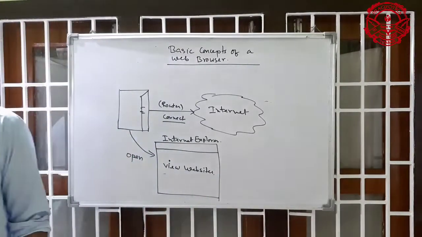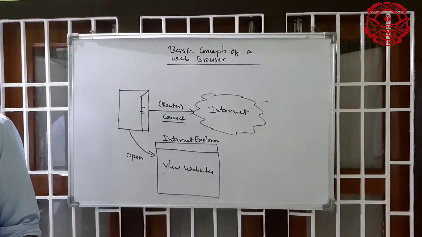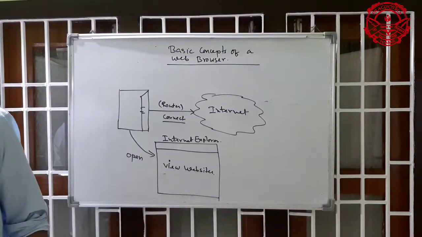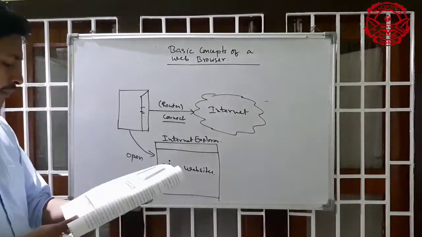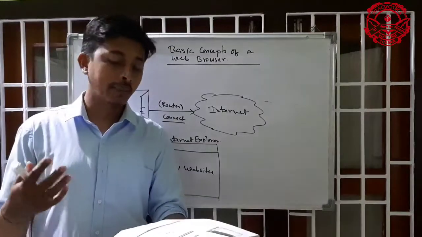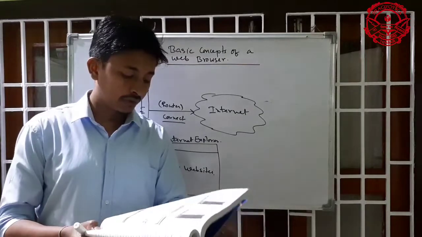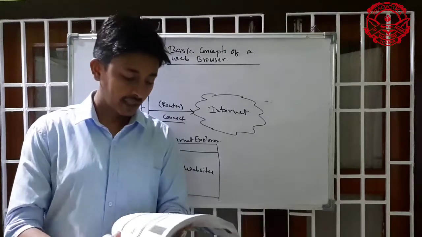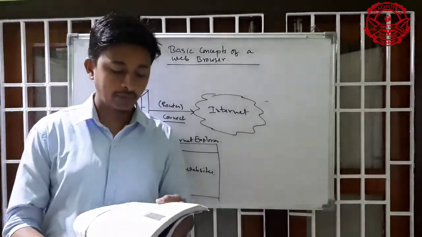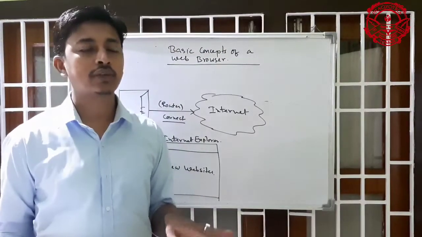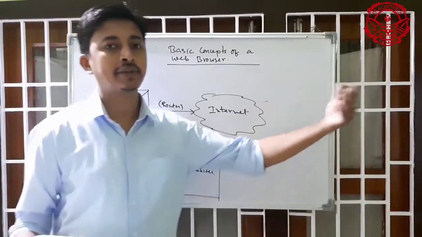The first option is the toolbar button, a very important thing. The various options available on the Internet Explorer toolbar are as follows: back, forward, refresh, stop, down arrow button, home, view, favorites, feeds and history, and tools. The toolbar includes this type of menu. First is the back button. Back button means we can go back to the previous page.